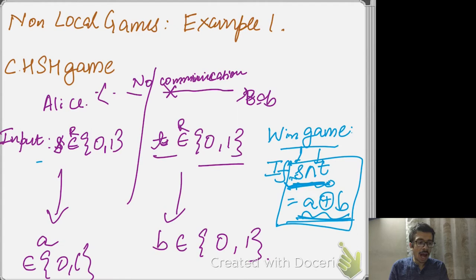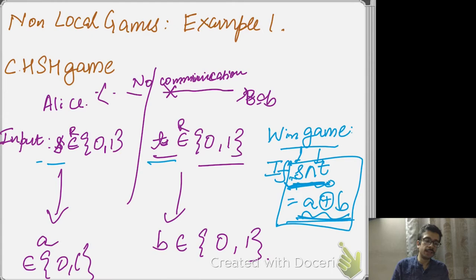And their goal is to maximize the probability of winning. Each of these bits S and T is uniformly sampled from 0, 1. So there are four possibilities: both 0, 0 and 1, 1 and 0, and both 1. Each of these has probability of 1/4, and now they need to maximize the probability of success.